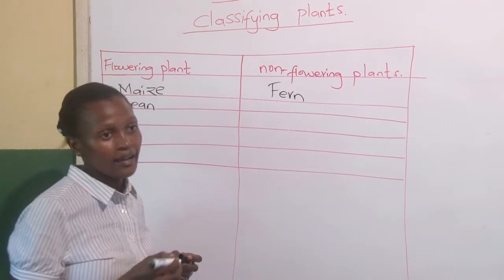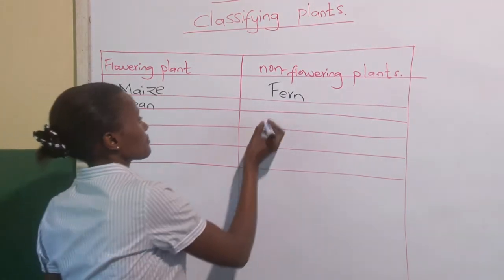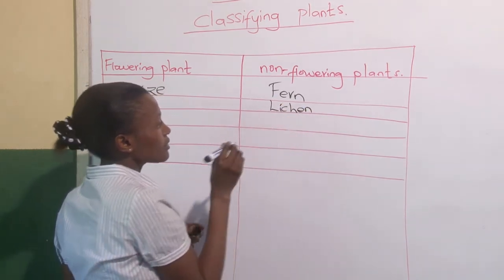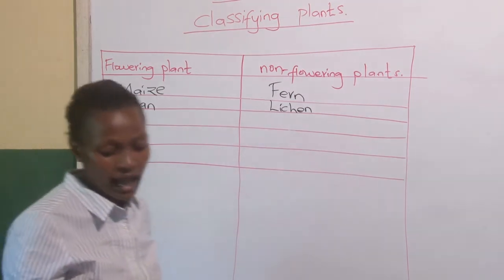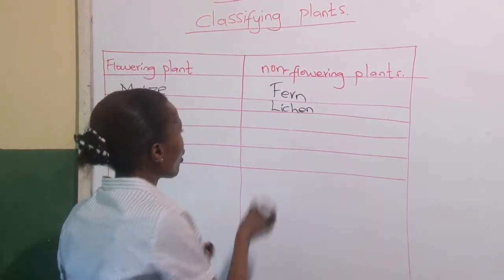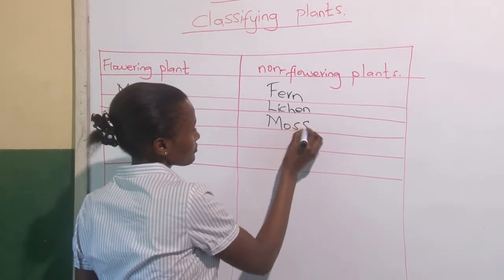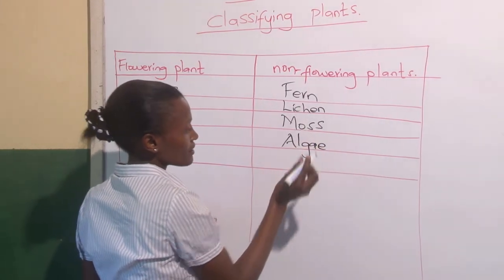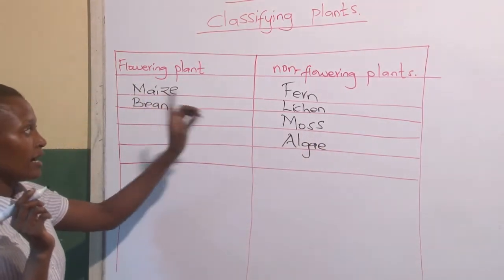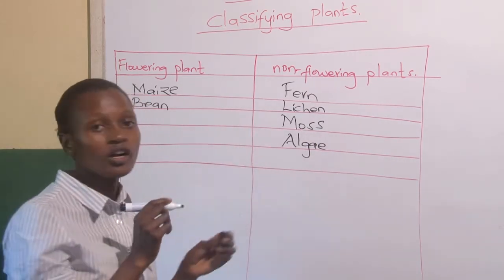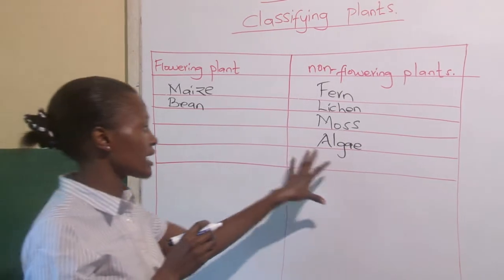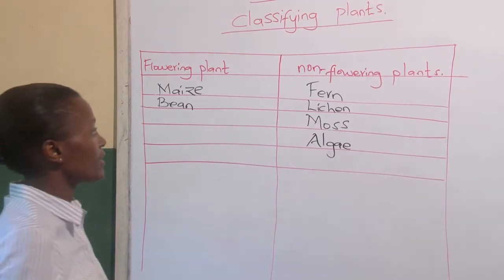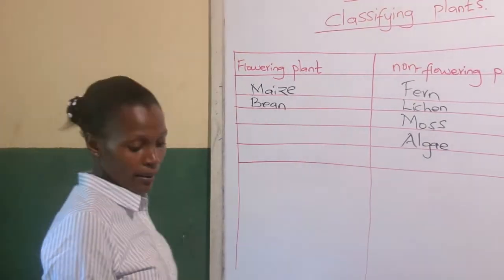We have the fern there. We also have the lichens. These are green plants that do not have what? Flowers. We also have the moss. And lastly, the algae. Algae is a green plant and a non-flowering plant which grows in water. We call it the algae. Those are the examples of the non-flowering plants and the flowering plants.